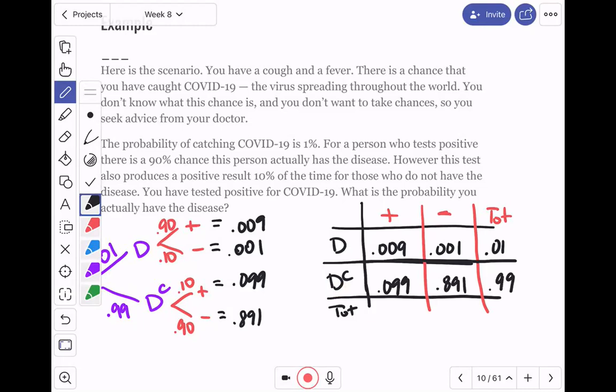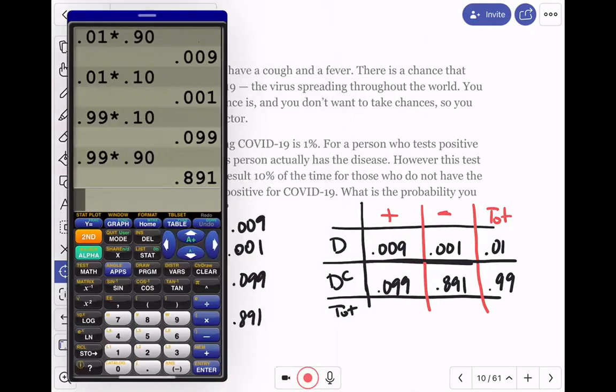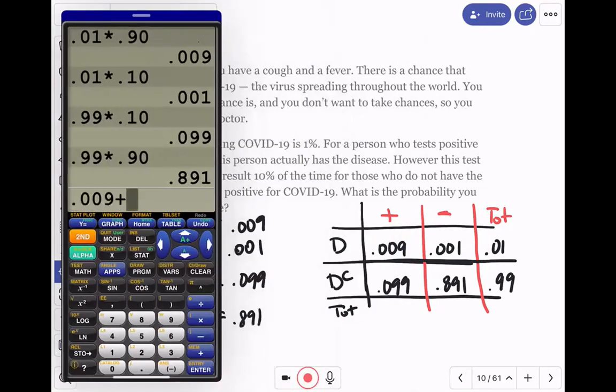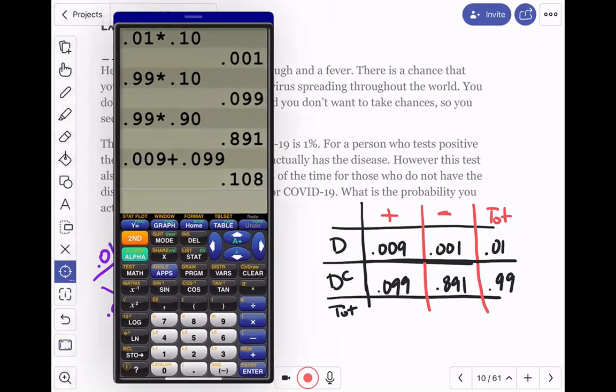Now, here's what I'm getting. Here are the new values I can see from this table. This was already known; these are the values I'm getting now. I can actually calculate the percentage of positives that I have in the sample. So your percentage of positives is 0.009 plus 0.099. 10.8% of the people test positive for this particular disease.